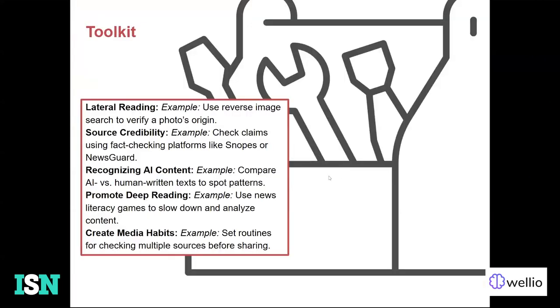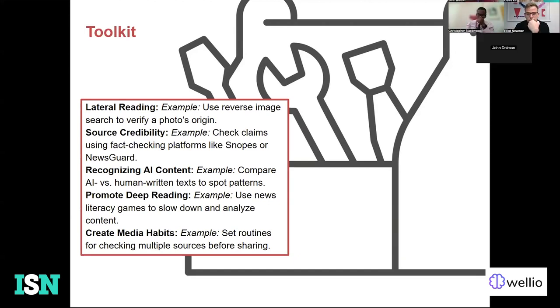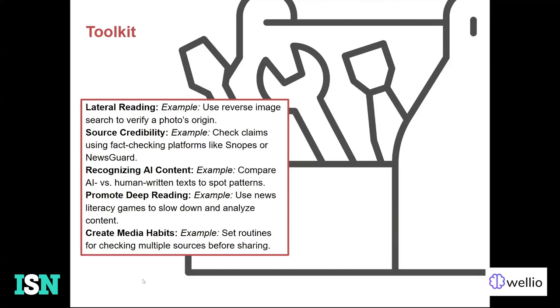So for lateral reading, some examples: using reverse image search to verify a photo's origin, checking claims using a fact-checking platform like Snopes or NewsGuard, comparing AI versus human written text to spot patterns. This can be a really powerful exercise with students. Use news literacy games to slow down and analyze content, and then really set routines for checking multiple resources before sharing. So it's really, how do we build the habits, the knowledge, and the skills in a way that we start at a very young age, children that are maybe 5, 6, 7, and continue that and keep reinforcing it, giving concrete tools and strategies that kids can lean on when they're outside of the school setting.